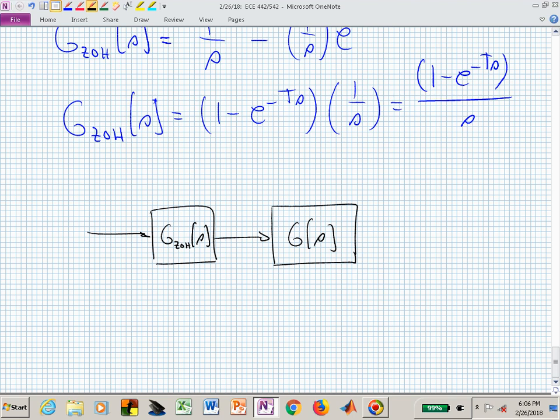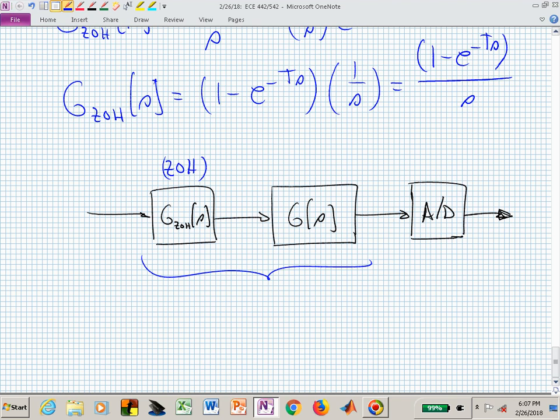G of s is just the transfer function of my system. And here is my analog to digital converter, which really doesn't do anything other than take pictures of the analog waveform. It doesn't introduce any dynamics. And here's my zero order hold. I want to now put these two pieces together. If I call that capital Y sub 1 of s, then I have 1 minus e to the minus Ts over s times G of s.